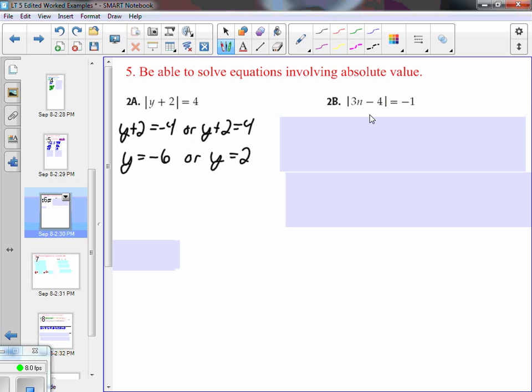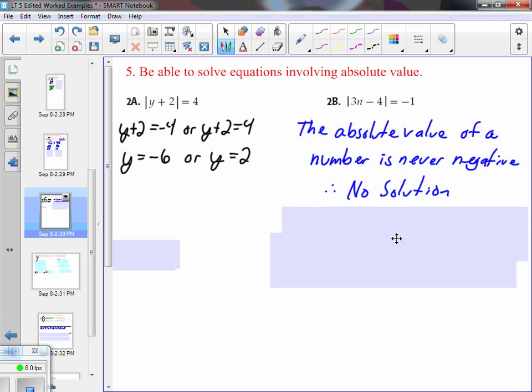On this next one, the absolute value of 3n minus 4 equals negative 1. Do we ever remember that absolute value of a number is distance from 0? Do we measure distance with negative numbers? If we say that from here to my house is 2 miles, we don't say from my house to here is negative 2 miles. See what I'm saying? So that really doesn't make any sense. The absolute value of a number is never negative. That means this equation has no solution.